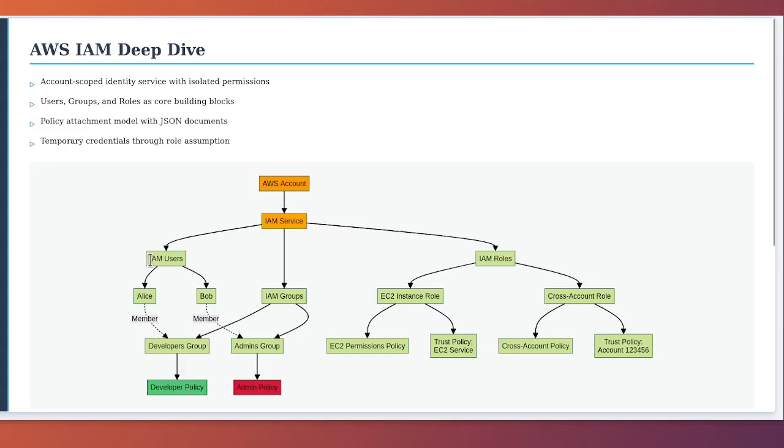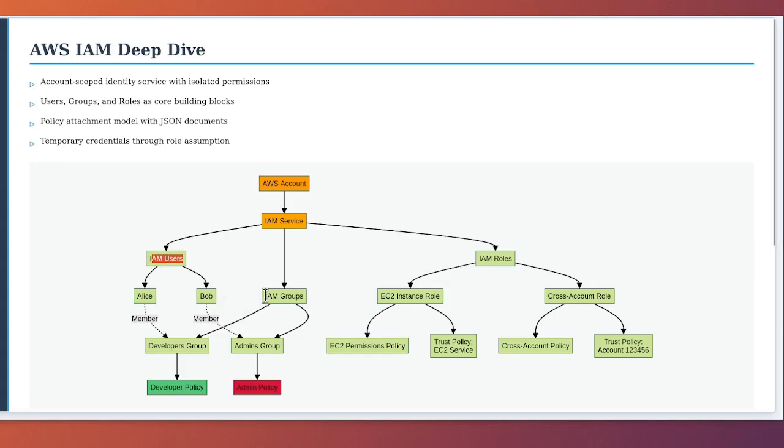IAM users represent individual people or applications with permanent credentials. These users can have console passwords for web access and access keys for programmatic access. Best practice is to avoid using the root account for daily operations and instead create IAM users with appropriate permissions.